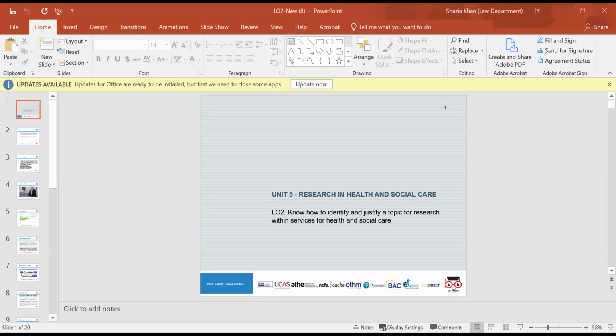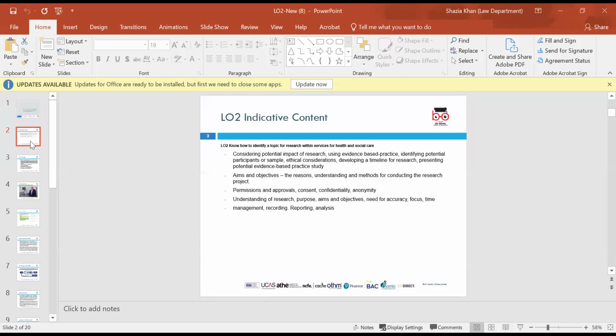Learning outcome 2 is primarily based around an assignment area that you've got to do on research as well. So it looks at how to identify and justify a topic for research within services for health and social care. It looks at trying to identify what you want to do for your research. Undertaking research is really important, and there are elements of that which need to be identified.